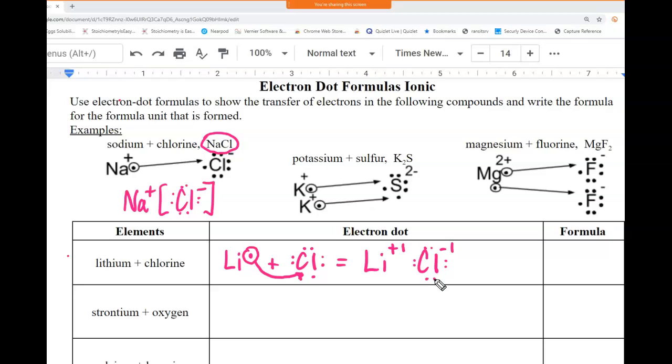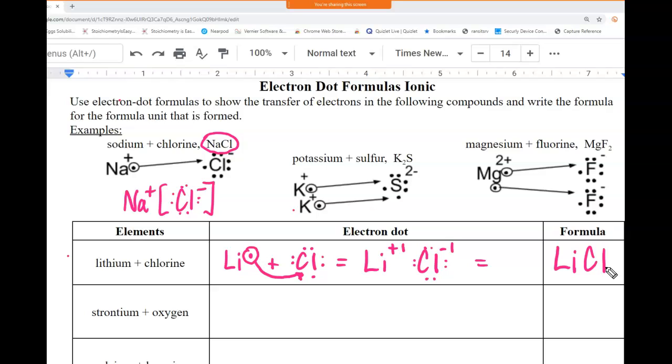Now, we're putting these two together because now they are positively and negatively charged. So now they have an electrostatic attraction for each other. And we're going to make them into a neutral compound. The 1+ and the 1- cancel each other out. So we write these as LiCl. Capital L, lowercase i, capital C, lowercase l. And so we've just written the correct formula for lithium chloride.